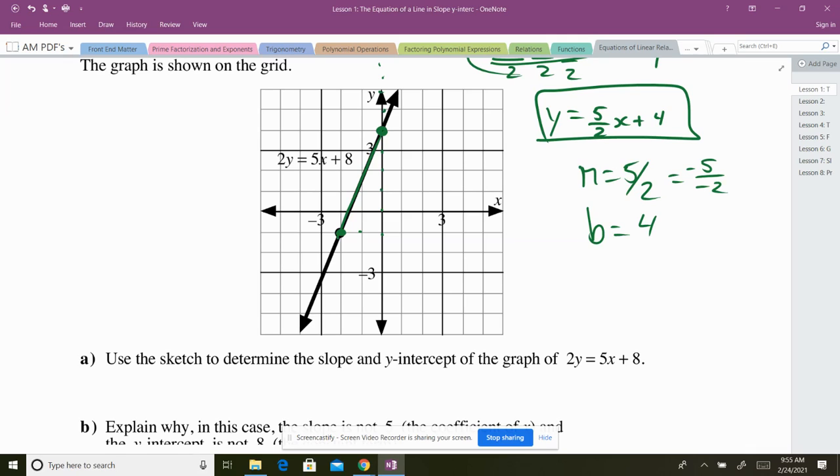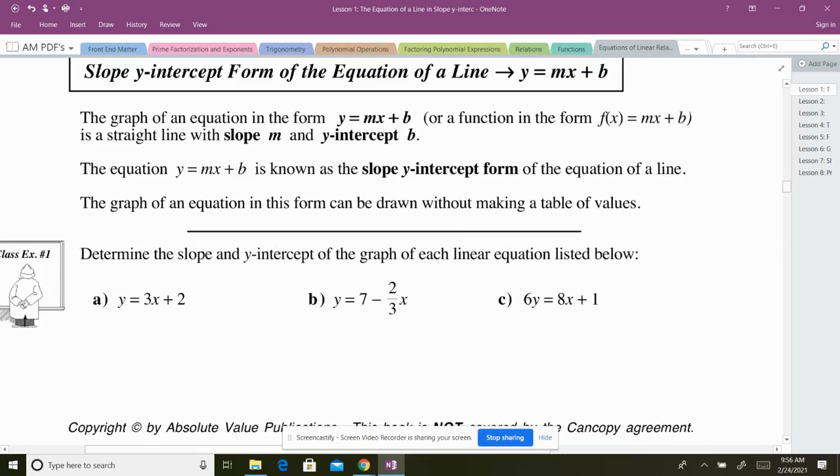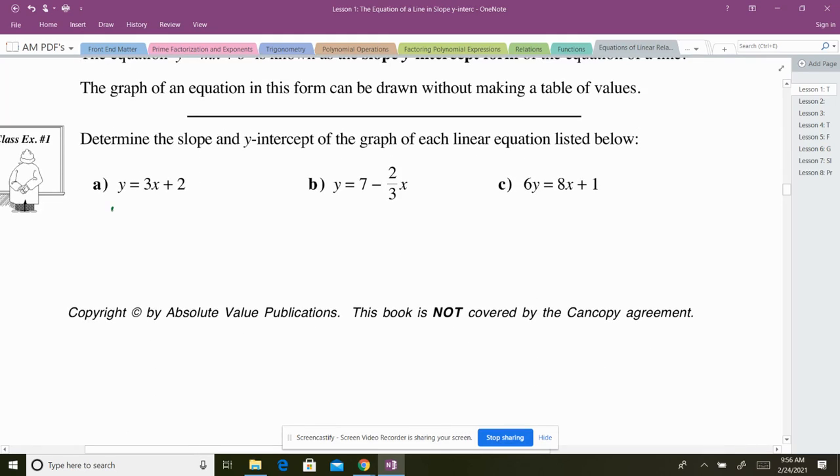Are we okay? Are we good? Everything has to be in the form y is equal to mx plus b. All right, here we go. I want slope, y-intercept. Slope, y-intercept. Slope, y-intercept. Go.